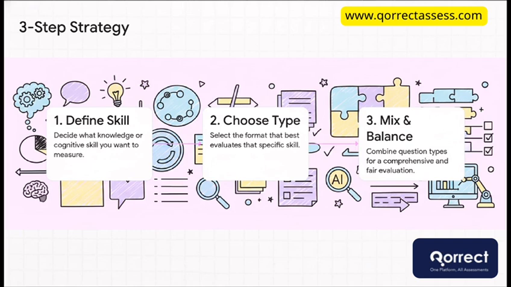And really, the strategy boils down to a super simple but really powerful three-step process. First, you get crystal clear. What exactly are you trying to measure? A fact? A skill? Then you pick the question type that best targets that specific thing. And the crucial third step is to mix and balance them, because a variety of questions gives you the most complete and fair picture of a student's understanding.